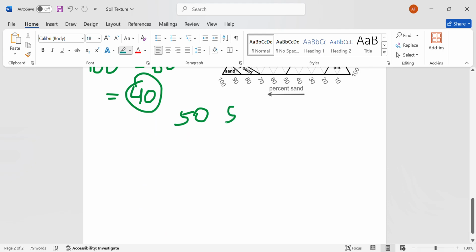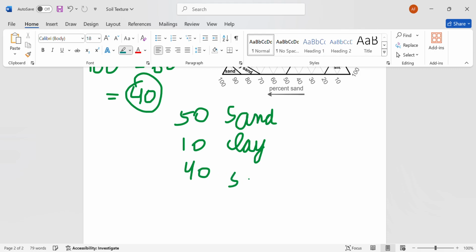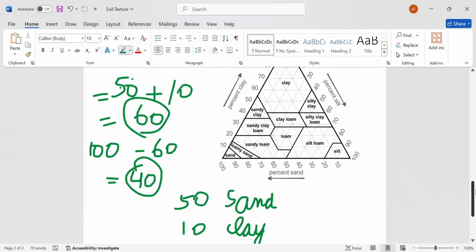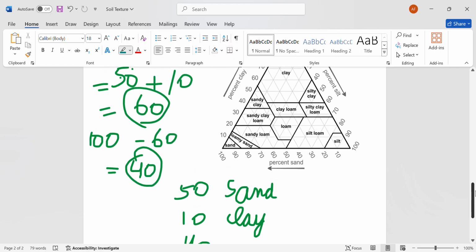So 50% sand, 10% clay, and 40% silt. Now it is very easy for us to identify the exact texture of the soil. Now we will solve it.